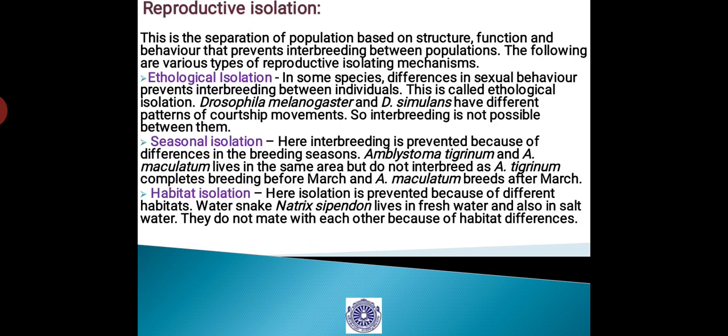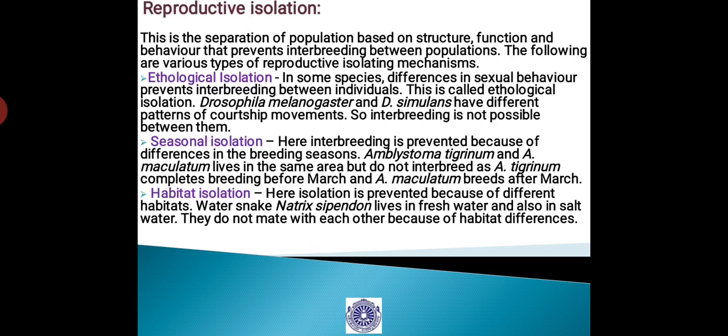Next one is seasonal isolation. Here, interbreeding is prevented because of differences in the breeding seasons. For example, Ambystoma tigrinum and Ambystoma maculatum, which live in the same area but do not interbreed, as Ambystoma tigrinum completes breeding before March, while Ambystoma maculatum breeds after March. So because of this difference in the seasons, these two species of Ambystoma cannot interbreed.